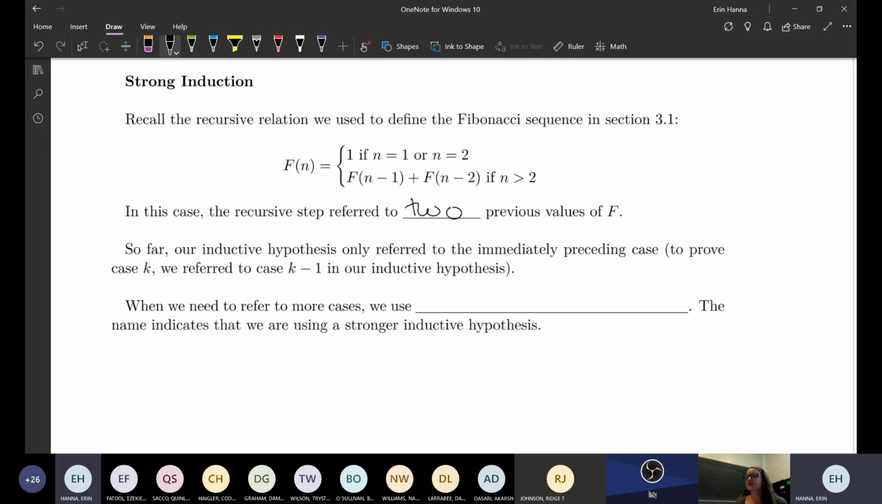Think about when we were talking about the recursive relations and the induction that you needed on this exam, where we were just saying you have one thing and then you're using that one step before it to find your next term. So far in our inductive hypothesis, we've only referred to the immediately preceding case. So if we need to refer to more cases, like in the Fibonacci sequence where we need to refer to 2, we're going to need to use strong induction.